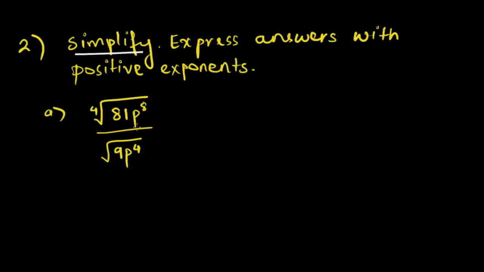So that means we do not have to finally evaluate the answer, and we have to express the answers with positive exponents. So what we are going to do is, we see here there is a radical. We can change this radical to a rational exponent by writing it this way: 81p to the power of 8. The whole thing has a radical 4, so the whole thing is going to have a power 1 over 4.